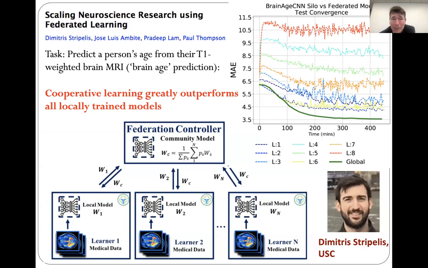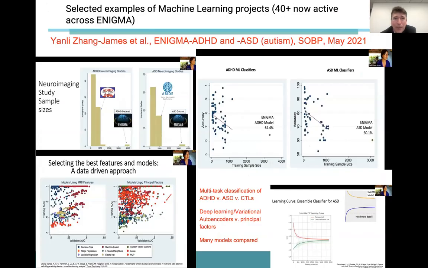In this test, just to predict the person's age from T1 weighted MRI, the green curve there shows the mean absolute error of a federated algorithm versus individual learners that are based at each site. They have much higher error and they don't even converge very well.